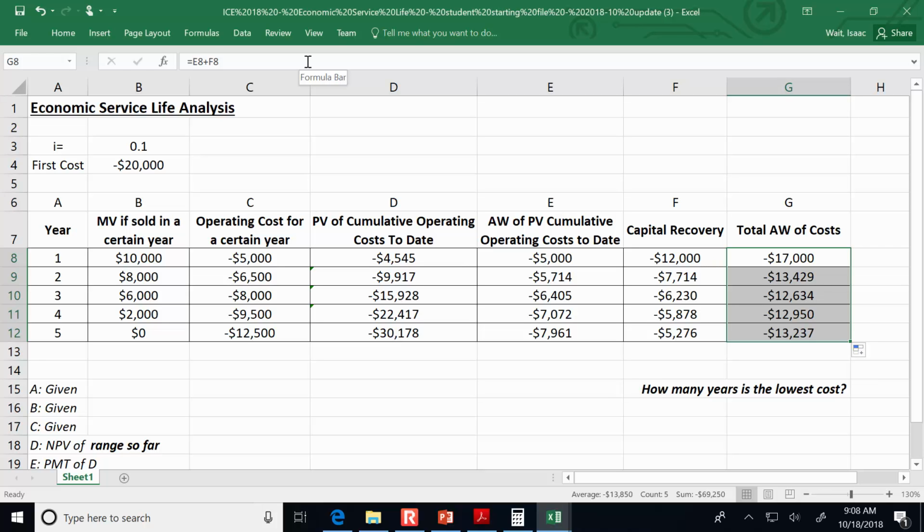So now you know how to do economic service life analysis. It's honestly not that bad. I think the thing that people struggle with is using the NPV function. And so in bold here it says of the range so far. So it's not of the entire range, it's just of the range so far. So remember how we applied that. For whatever row you're on, the NPV only includes the operating cost for that many years to date. Yeah? Any questions?